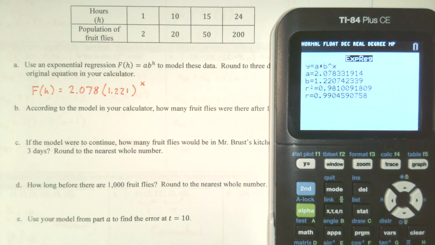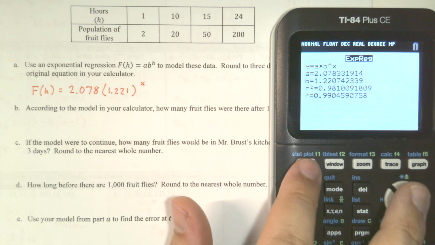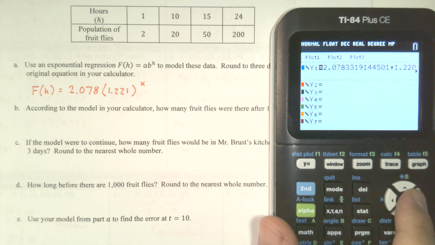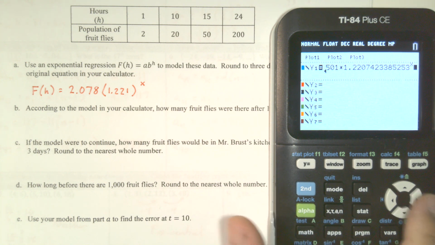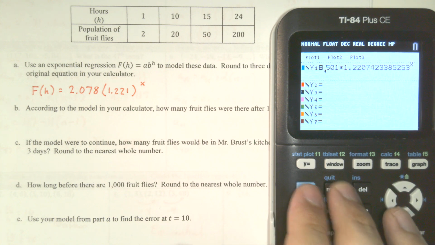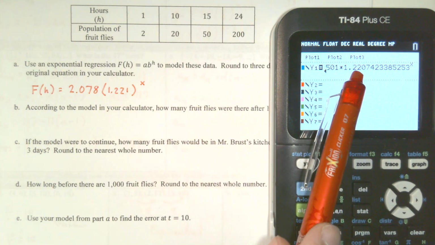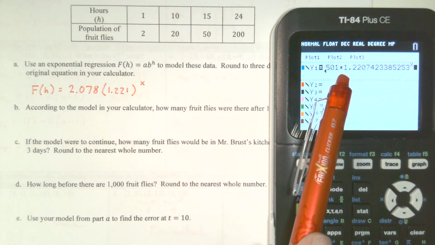And the reason that we stored that regression equation as y1 is because when we go back into y equals on our calculator, now we wrote down the rounded equation, but our calculator stored this up to a lot of decimals of accuracy: 1, 2, 3, 4, 5, 6, 7, 8, 9, 10, 11, 12, 13 decimal places of accuracy, which is pretty solid. So on your paper, you write down the rounded version, but your calculator is going to have the much more exact version.